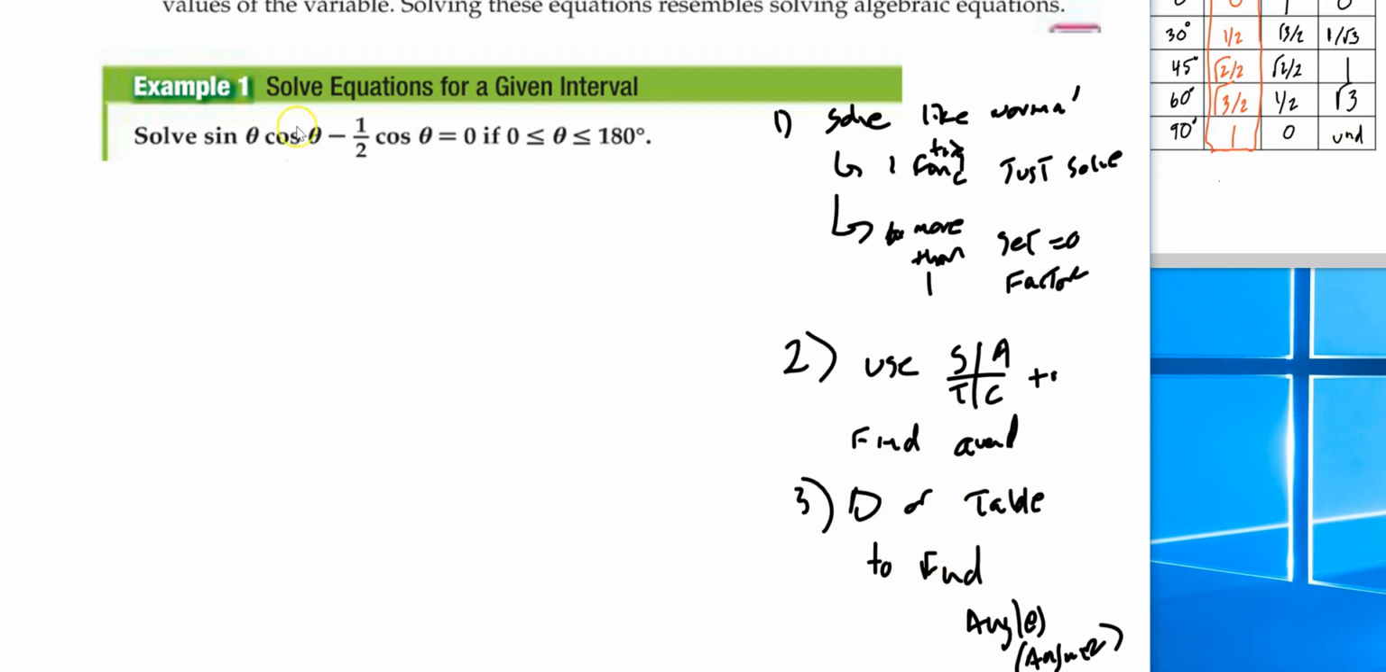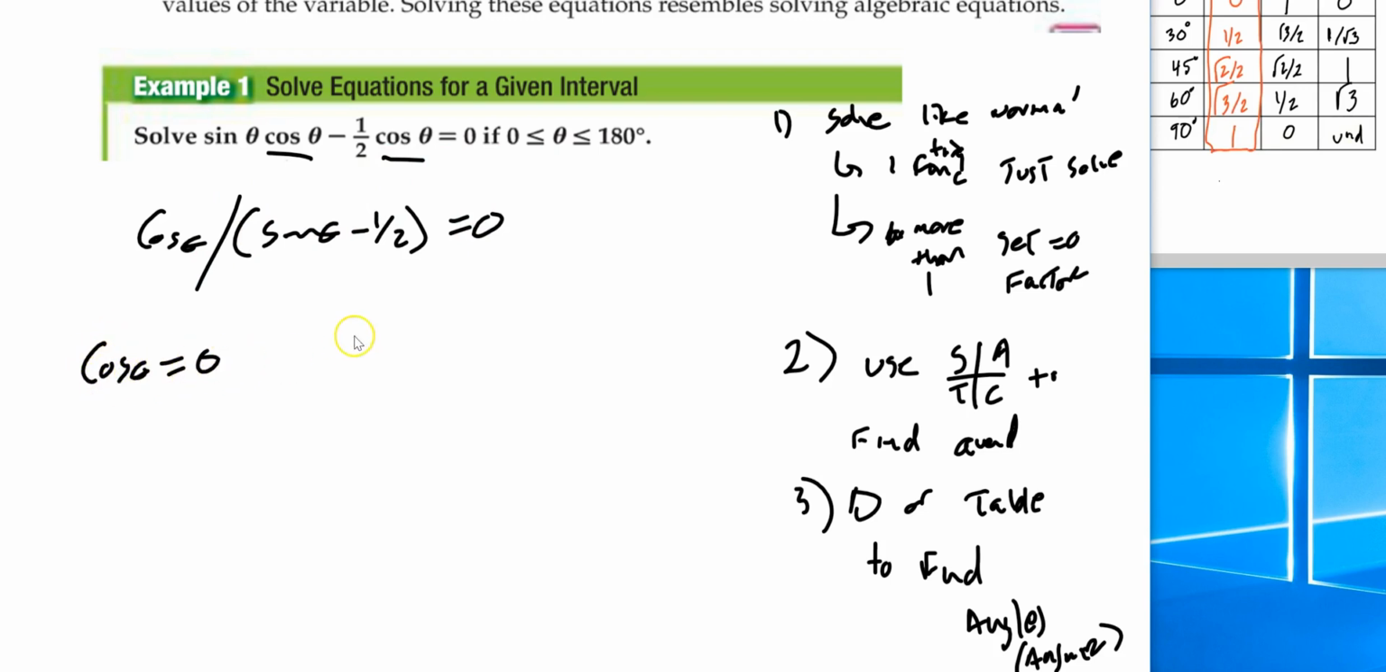So let's start here. Look at this one. There's more than one trig function, so I've got to set equal to 0. Look, that's already done. Now I've got to factor. But look at what they have in common. They have a cosine in common, so I can factor it out. Like cosine theta times sine theta minus 1/2 equals 0. Then we're going to solve this like normal. We split and solve. So cosine theta equals 0, and sine theta minus 1/2 equals 0.